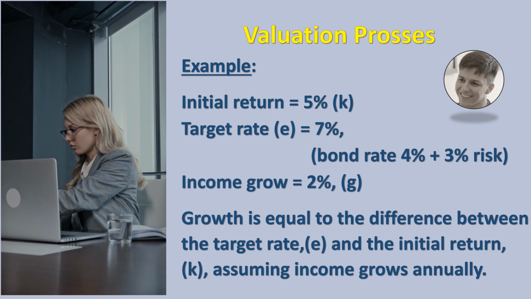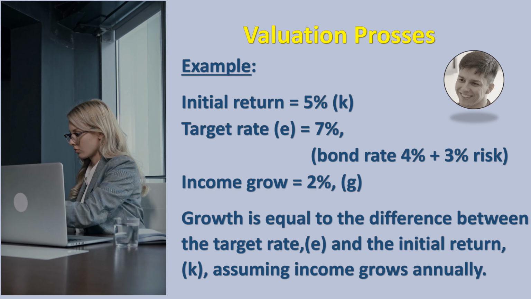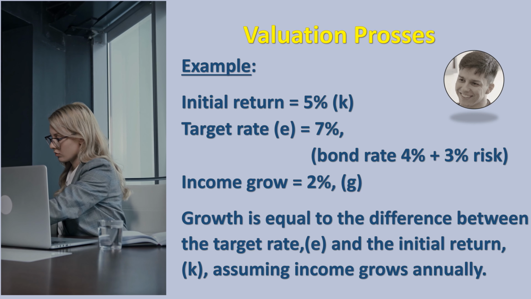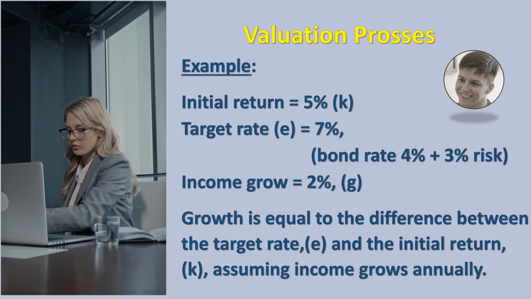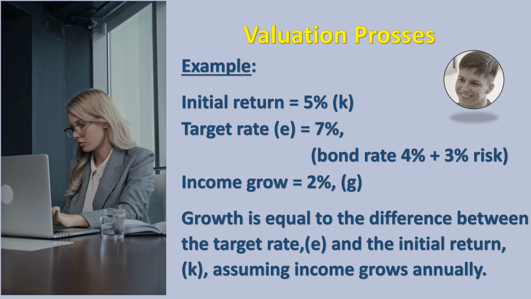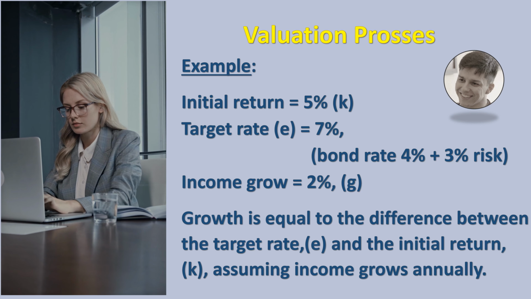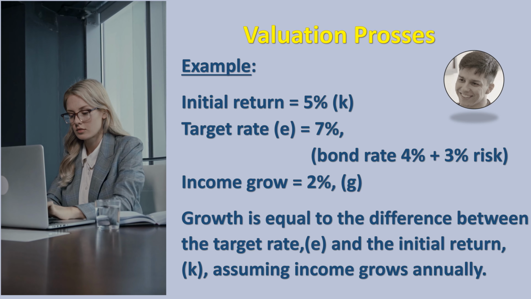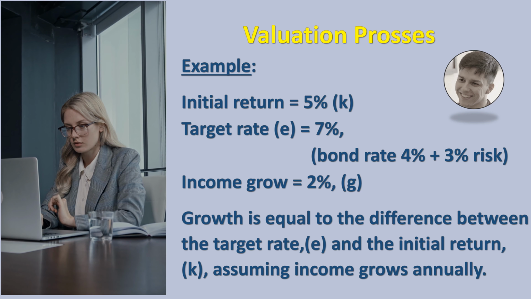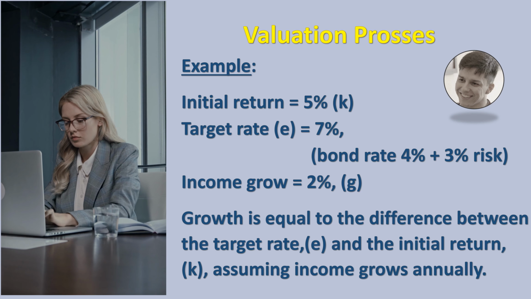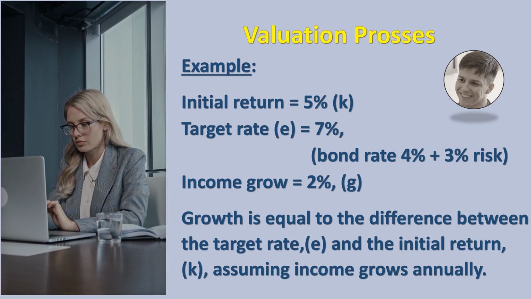to be reached. This growth is equal to the difference between the target rate, E, and the initial return, K, assuming that the income grows annually. To conclude, in this case, an investor accepting an initial return of 5% would require 2% growth in income on average each year to achieve the target rate of 7%.